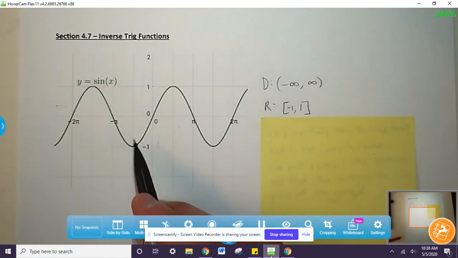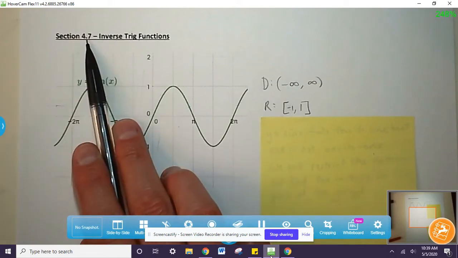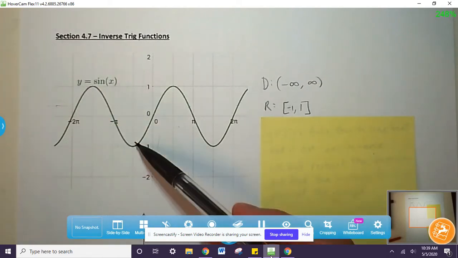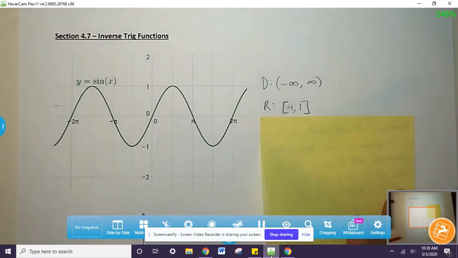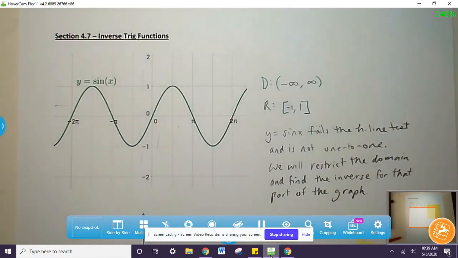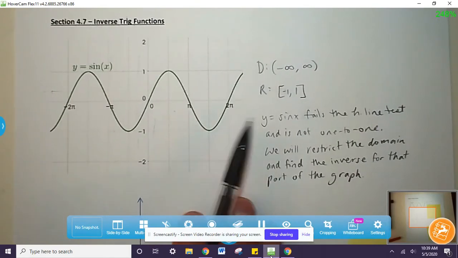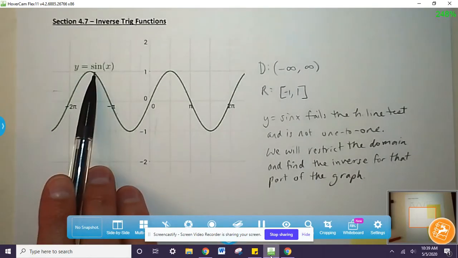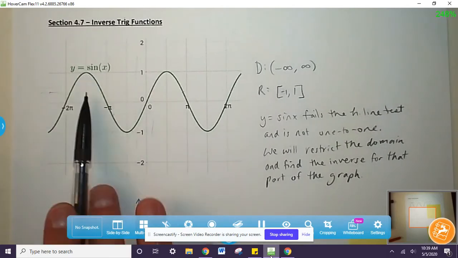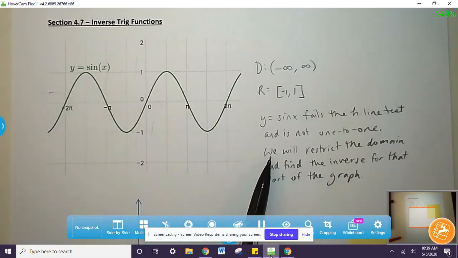So we have two options here. We can either say, okay, the inverse won't be a function. We give up. Let's just move on to section 4.8. Or we can say, let's restrict the domain and find the inverse of that portion of the graph. So that's what we're going to do. We're not going to give up. Some graphs are just too common or too special. We've spent so long talking about this sine function. We want to force the inverse function to exist. So let's restrict that domain.